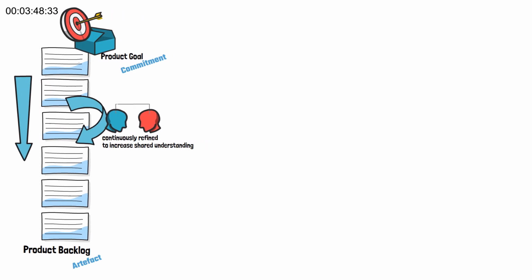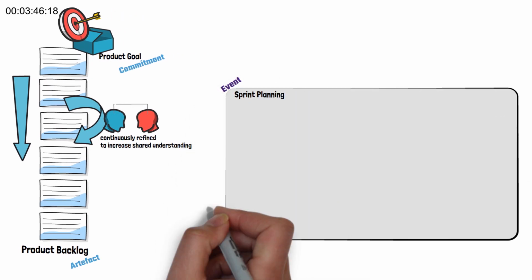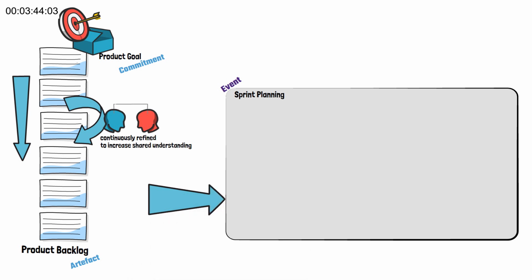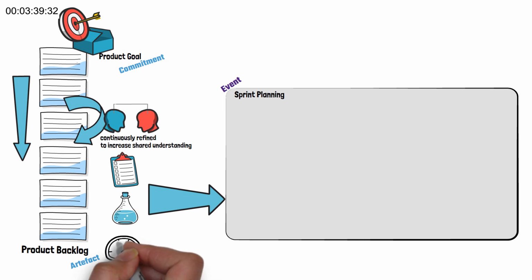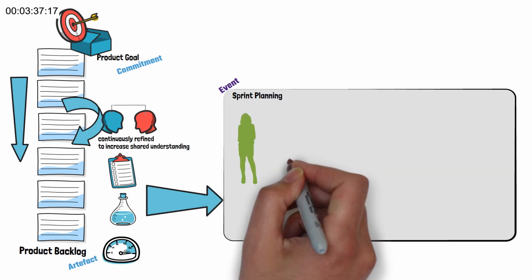The sprint planning is one of the events in Scrum. Product backlog is one of the inputs for sprint planning. The definition of done, previous retrospective commitments, and the Scrum team's previous sprint performance should also be brought into the sprint planning.